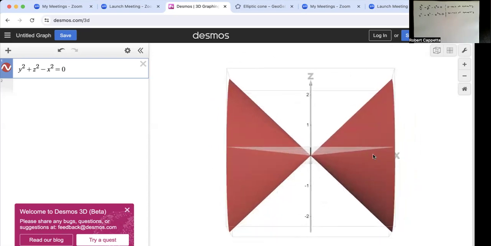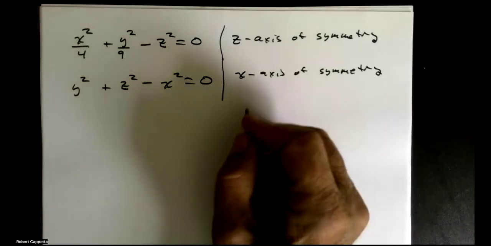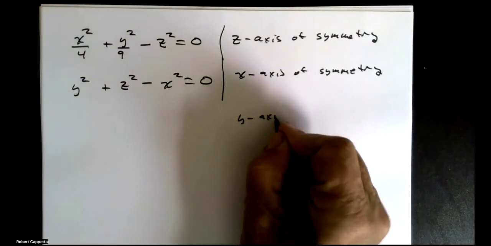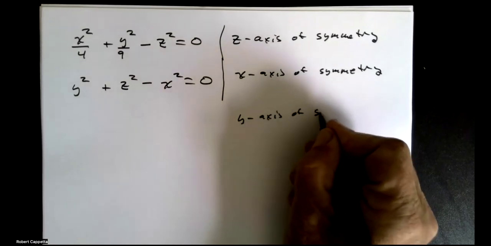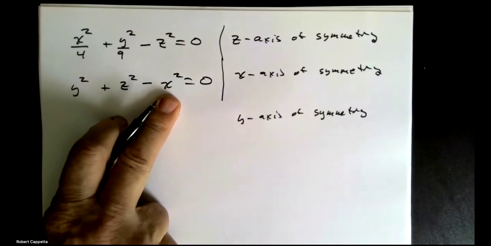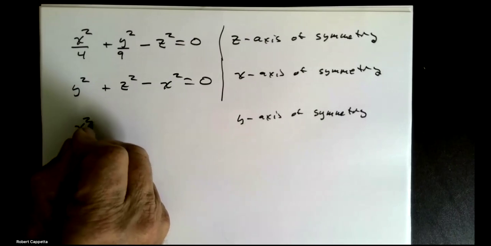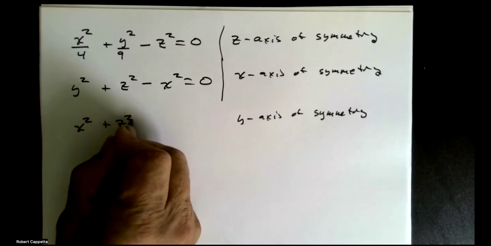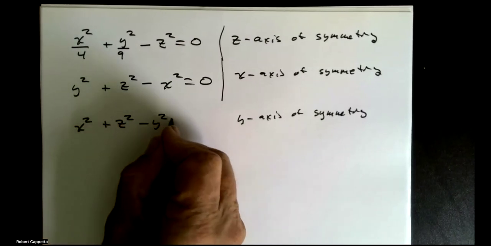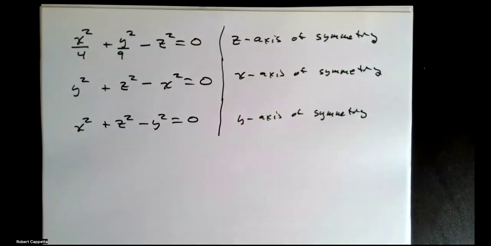So what if I want the y-axis to be an axis of symmetry? Okay, if that's my goal, I want the y-axis of symmetry. Then the y part would have to be negative, and the x and z would have to be positive. So something like this, x squared plus z squared minus y squared is 0 should give me a y-axis of symmetry for my elliptic cone. Let's go ahead and see if that's the case.